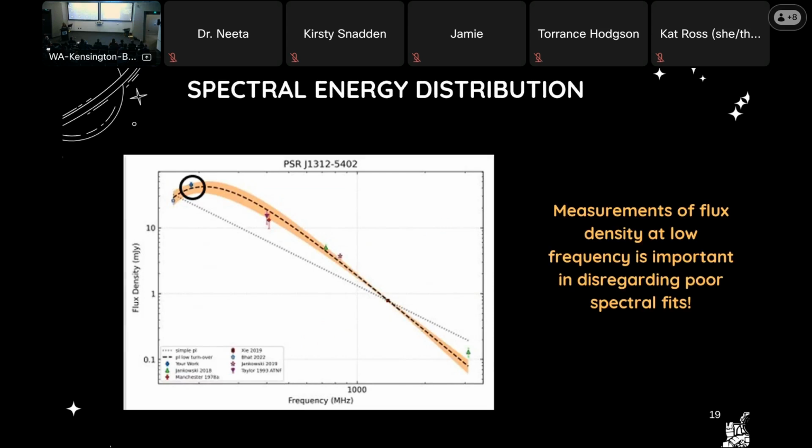So we also used pulsar spectra to understand if any of the spectral fits change if we introduce these new measurements from our work. One of the pulsars that I would like to highlight, actually I'll highlight two, this is the first, is J1312 minus 5402, in which, without the point that I have pointed out, that's the flux density from our work, it would just have a simple power law fit. However, the introduction of a low frequency measurement completely changed the fit.